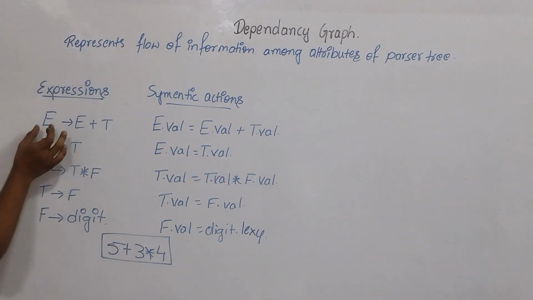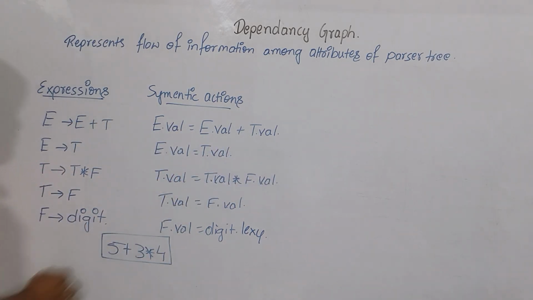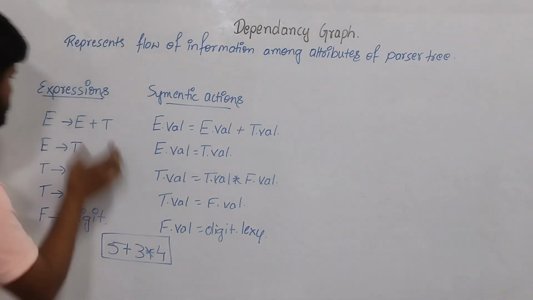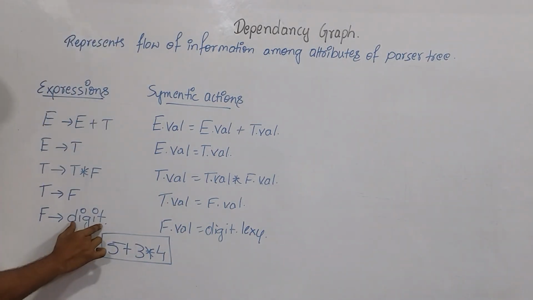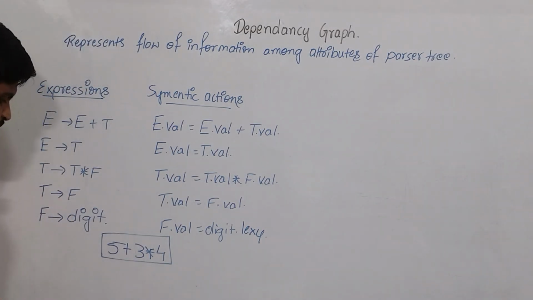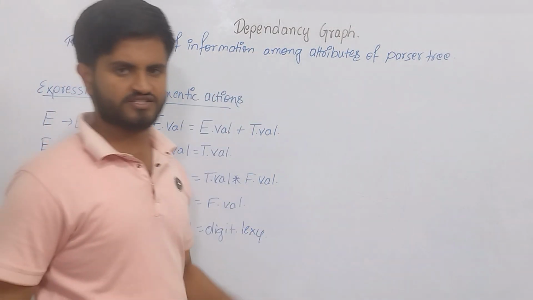So what you will be doing, if you see here, E dot value, T dot value. So dot value you will be adding for each and every semantic action which is given in the expression. For the digit you will be using the lexical value. So my output should be 5 plus 3 star 4. So this is the output that I must bring using the dependency graph.